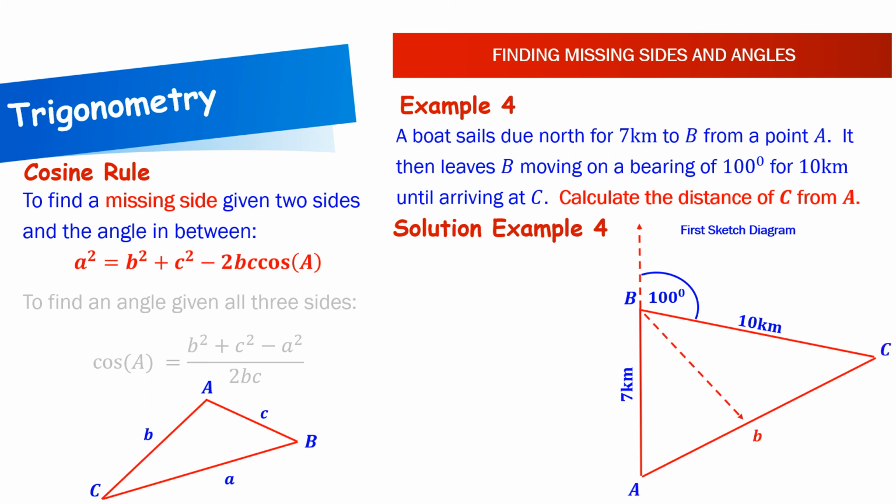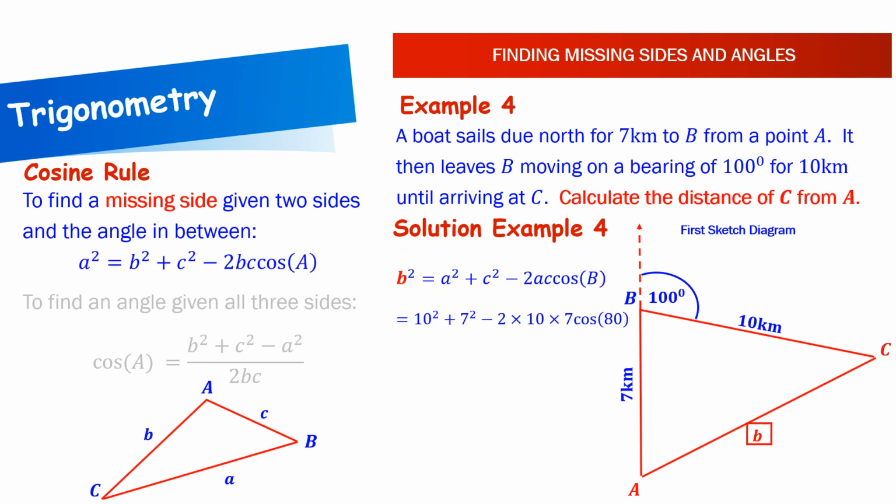Now let's label the sides so that we can apply the cosine rule correctly. Here's B as shown, and we're substituting that in the formula. Here's A as shown, and here's C as shown, opposite the angle capital C. And of course cos B is equal to cos 80 degrees because angles on a straight line add up to 180 degrees.